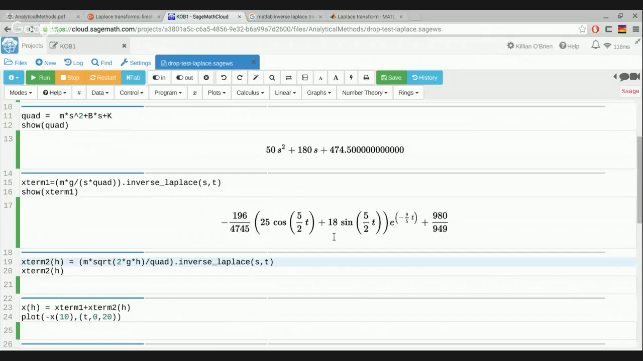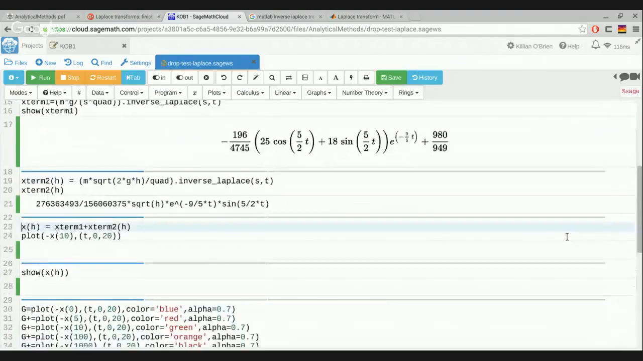So I've got m times the square root of 2gh divided by the quadratic, and I take its inverse transform. And then x of h is just the sum of those two using linearity. So the sum of the two inverse transforms.